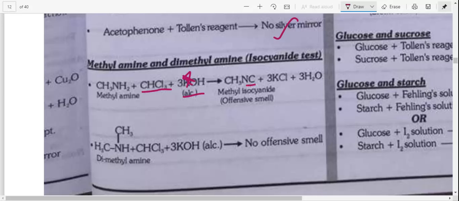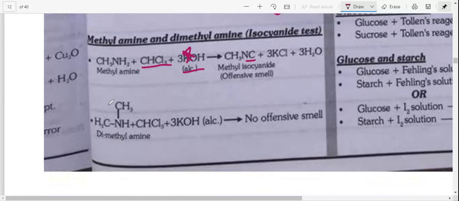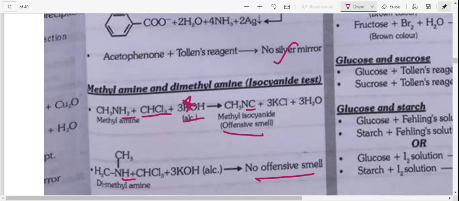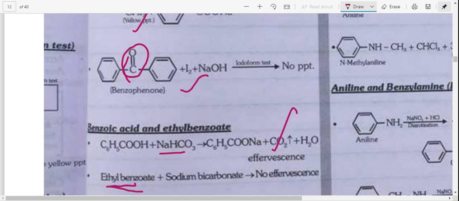So next is dimethylamine, CH3NHCH3. It is a secondary amine. When reacted with CHCl3 and KOH solution, no offensive smell is formed. The offensive smell is of CH3NC. Methyl isocyanide has an offensive smell. It is also an important question. Whereas dimethylamine, which is a secondary amine, cannot give any offensive smell, so it does not give a positive isocyanide test.